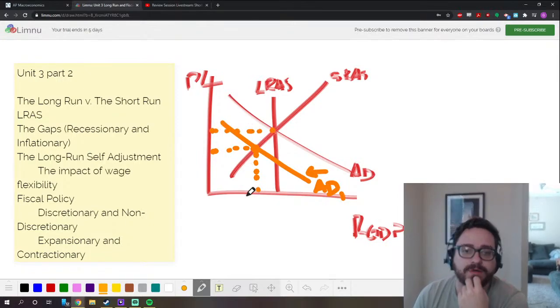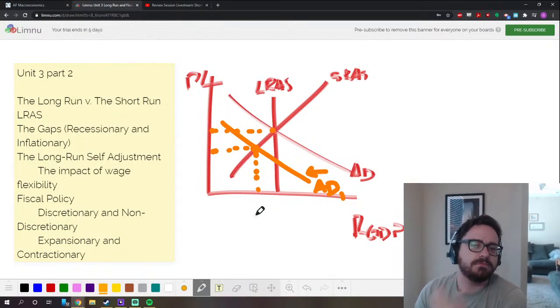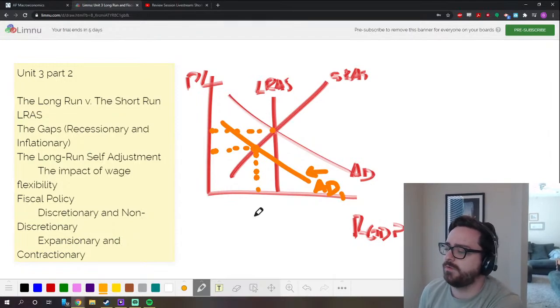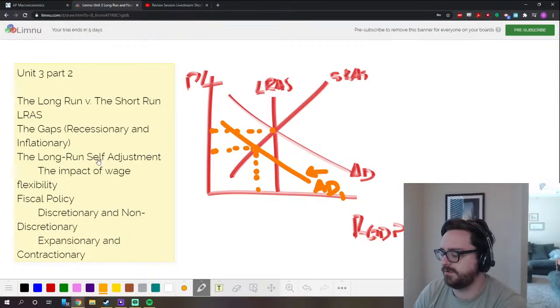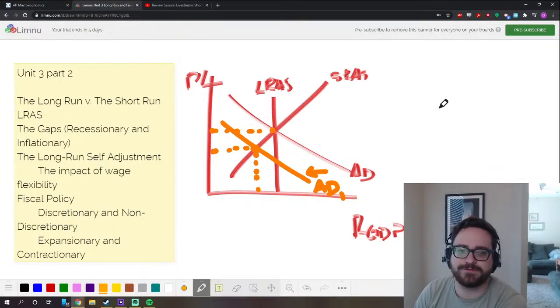In the short run, we stop. We're like, oh, that's bad. That's it, and we move on. That's how the short-run stuff always works. For the long-run self-adjustment, here's your code word for it, like a sleeper agent, the phrase that makes you go crazy: if a question asks what happens in the long run, and specifically if there is no government involvement, if the government doesn't get involved or do anything, here's what's going to happen.